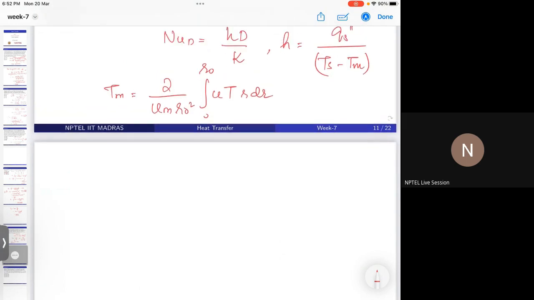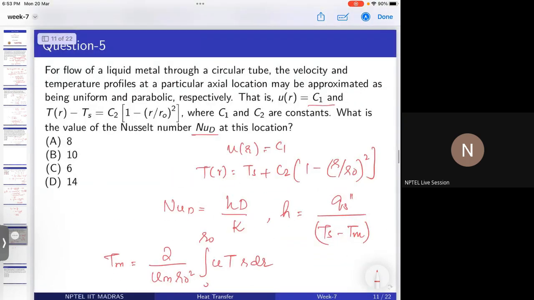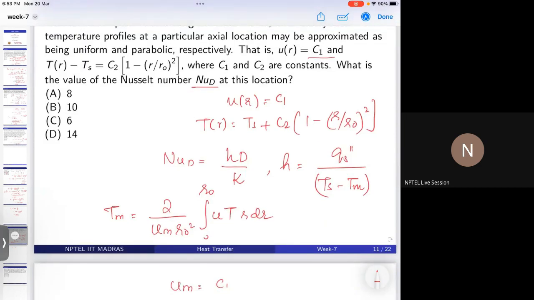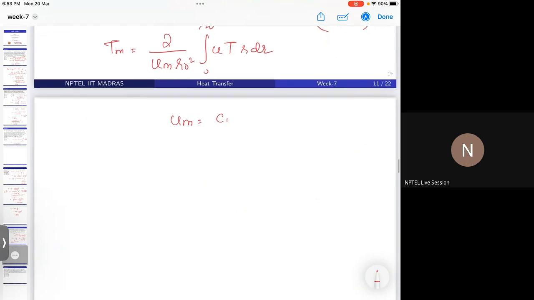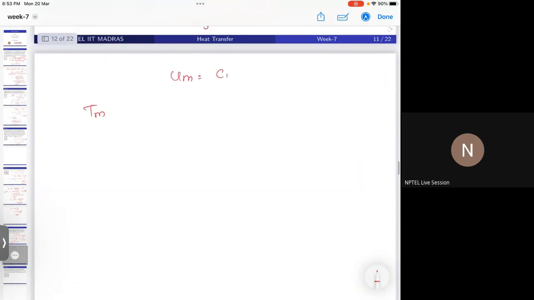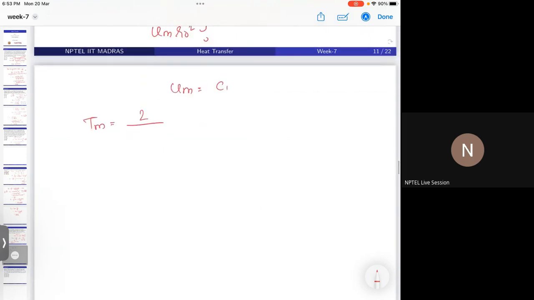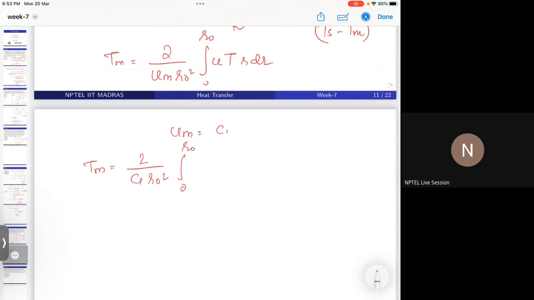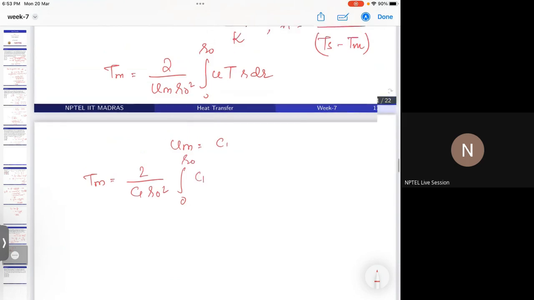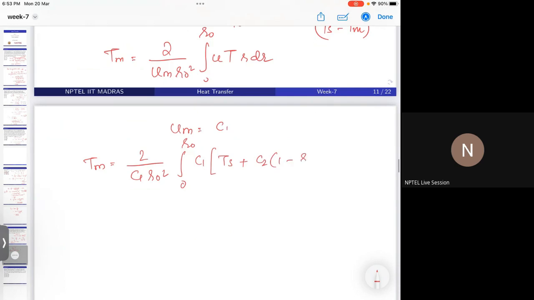So the u mean is C1 itself, because there is no need of integration, as C1 is constant. So the mean velocity will be C1 itself. There is no variation along the radial direction. So if I substitute here, T_m is equal to 2 by u_m, which is C1 itself, r0 square, integral 0 to r0, u is C1, T is T_s plus C2 times 1 minus r by r0 the whole square.